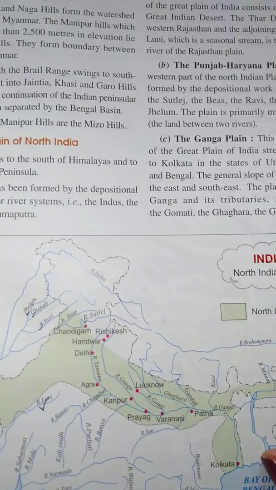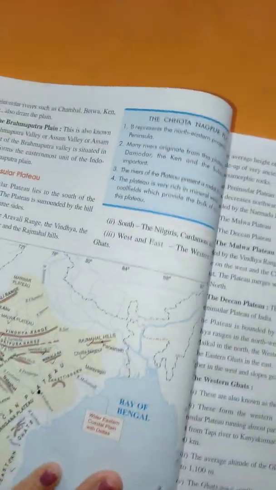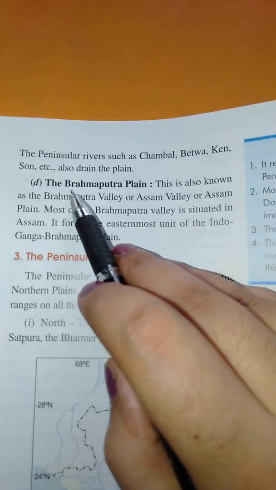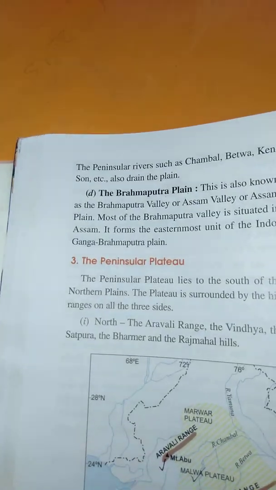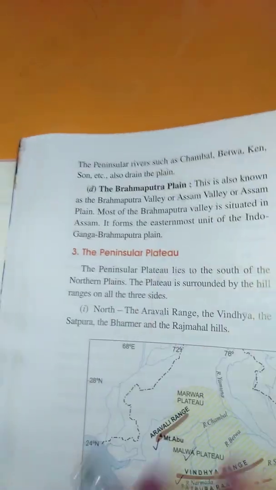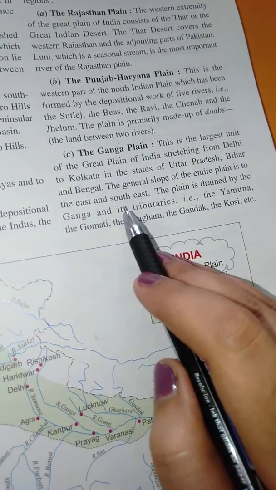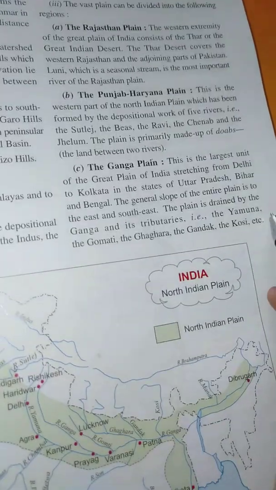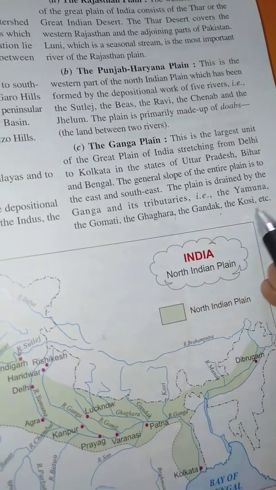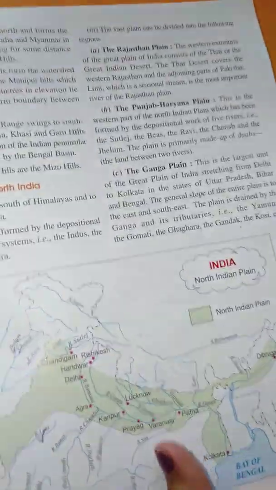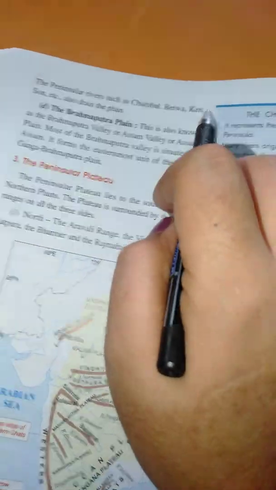Now we will study the Brahmaputra plain, which is the last division of the Great Plains of Northern India. First, the most important rivers we skipped in this Ganga plain. First of all it is the Ganga, then its tributaries like Yamuna, Gomti, Ghagra, Gandak and Kosi. Some peninsular rivers also extend up to here, which are the Chambal, Betwa, Ken and Son.